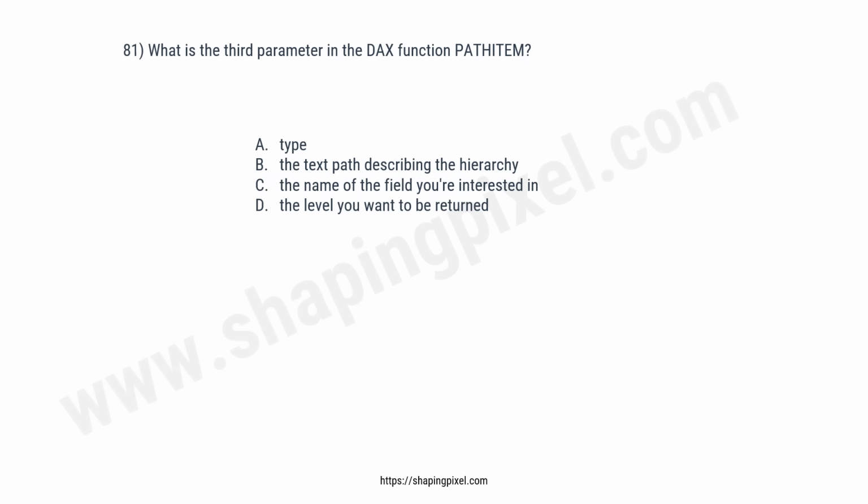Question number 81. What is the third parameter in the DAX function path item? And we have four options. Option A, type. Option B, the text path describing the hierarchy. Option C, the name of the field you are interested in. Option D, the level you want to be returned. So the right answer here is option A, type.